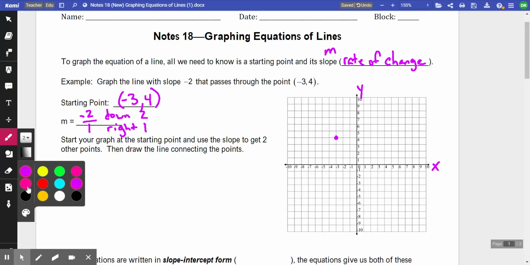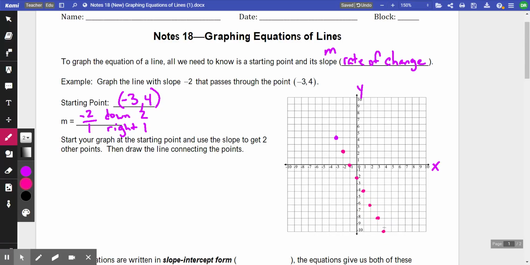Where I'm going to make my next point is from here: I'm going to go down 2 and to the right 1. And where I land, I plot a point. I can do this as many times until I run out of room on my graph. So I'm going to go down 2 to the right 1, down 2 to the right 1, and keep repeating.